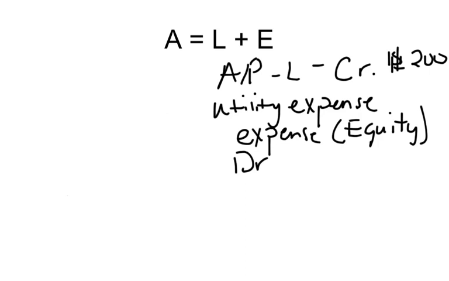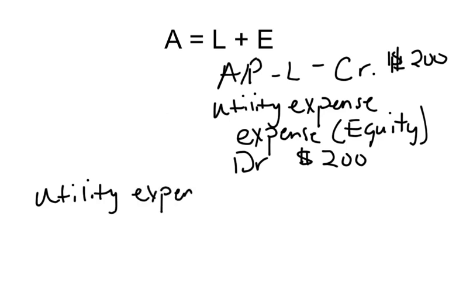So the liability is increasing, equities are actually decreasing. But the expense account itself is actually going up, because that expense account decreases equities. So we would debit it for $200. Now let's make our journal entry. Remember, debits go first, then credits. So we've got utility expense debited for $200. Then we've got accounts payable credited for $200.